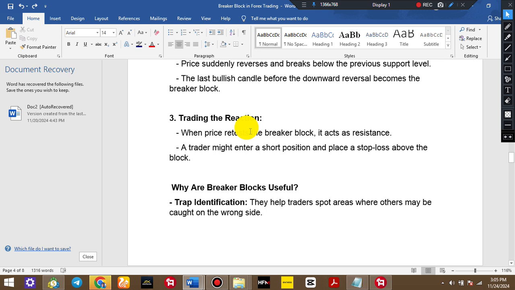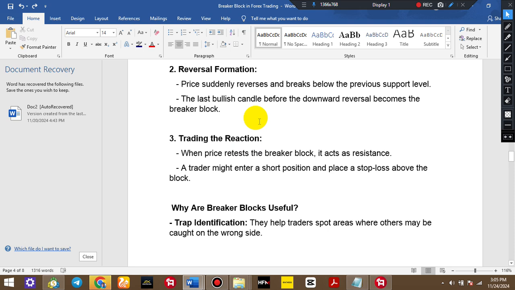Trap identification. They help traders spot areas where others may be caught on the wrong side. Yes. Areas where people are putting their buy limit or stop limit and price drives them into the trade and later takes them out. You won't be part of it because you are looking for just breaker block. That is all. You are not cared about other blocks.